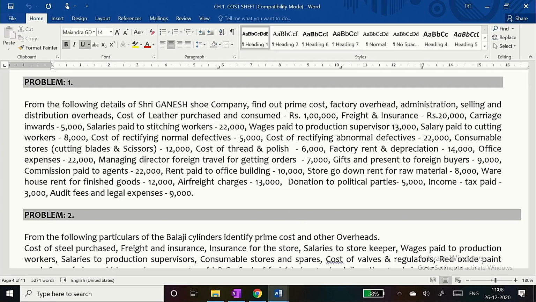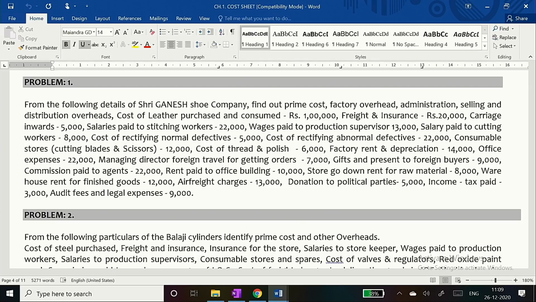Normal defectives are overheads. Whenever you produce, it's bound to happen. Normal means it's a part of the cost, whereas abnormal will not repeat. Therefore, it is indirect, it is others. What is a cost? Anything which comes again and again. That is called cost. Normal costs are part of the cost, whereas abnormal cost is not a part of the cost. It should be debited to costing profit and loss account.